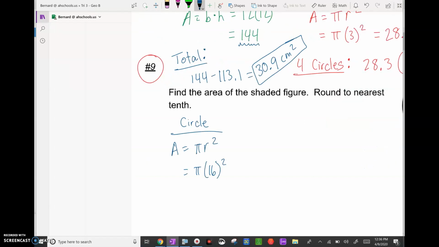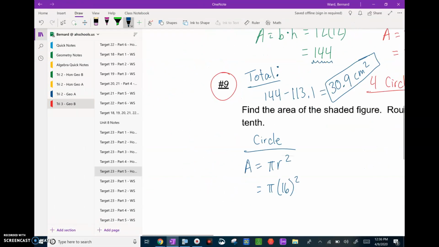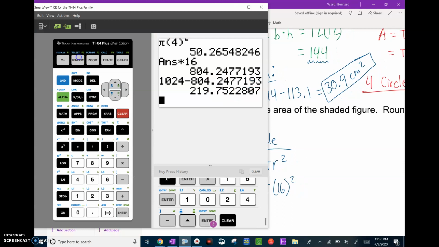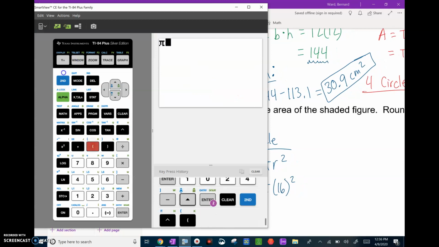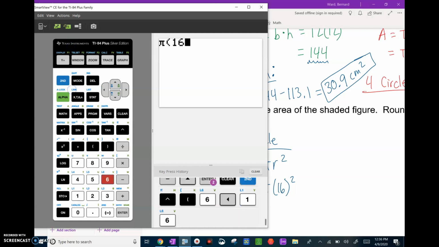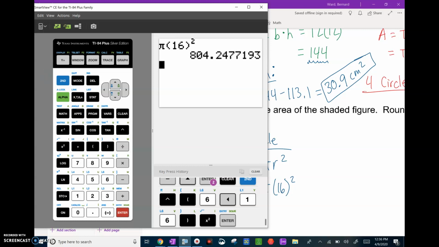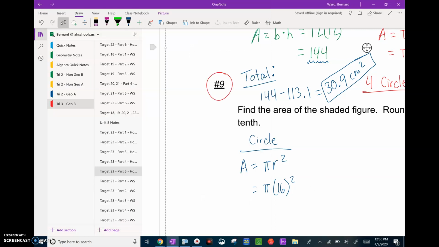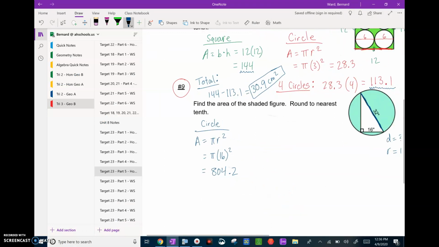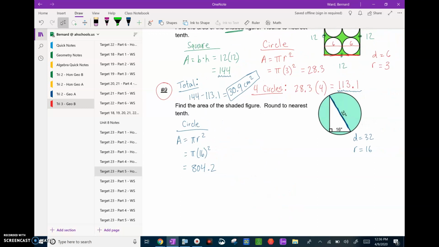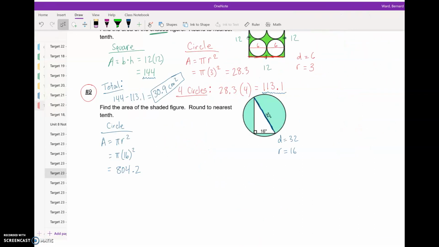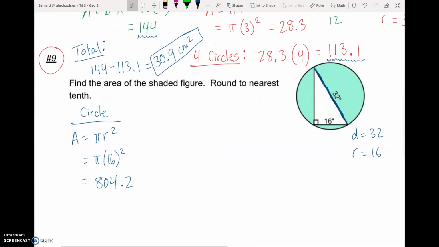And so let's real quick go to our calculator. We'll go pi times 16 squared, see what that equals. And that says 804.2. And so this circle is 804.2 for its area. Remember, we'll bring in units in just a second. As you can see, they are inches. All right, now that's the whole circle, right? But they've taken out a triangle chunk. So now we got to talk about the triangle.